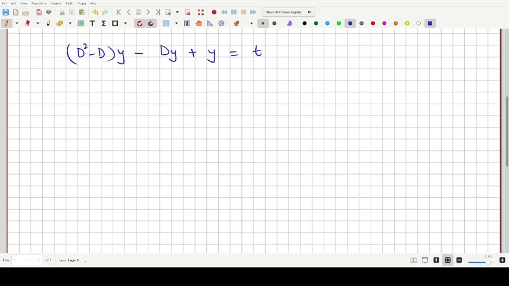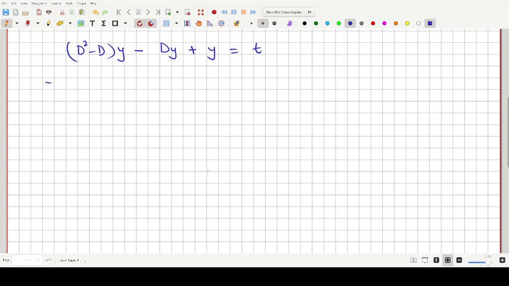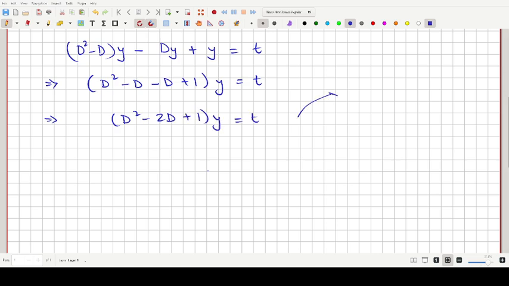Cool. Now we have got a differential equation. Let's simplify and rearrange the terms here. So we get (D square minus D minus D plus 1) of y is equal to t, and we can write this down as (D square minus 2D plus 1) of y is equal to t. So here the independent variable is t and the dependent variable is y, correct? Okay, so this is a linear differential equation with constant coefficients. So it is a non-homogeneous equation, of course.